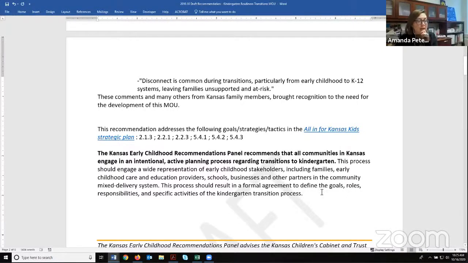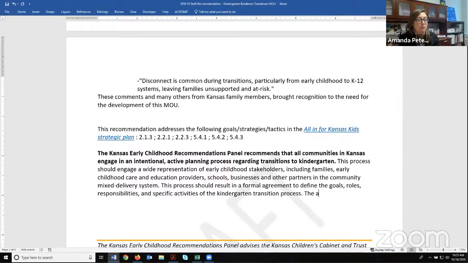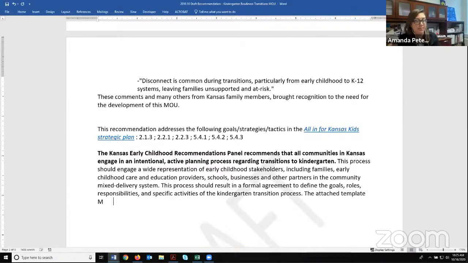So we might say the attached template memorandum of understanding may be used as a starting point for communities to adopt or adapt as needed to fit their local needs. That's 2 needs in a sentence, but meant 2 uses.